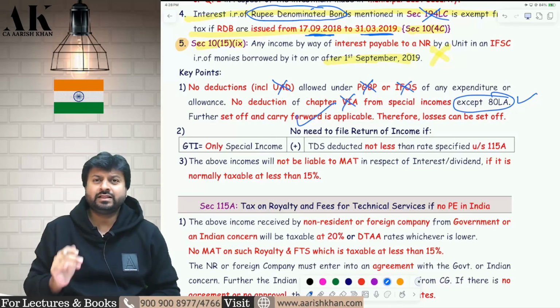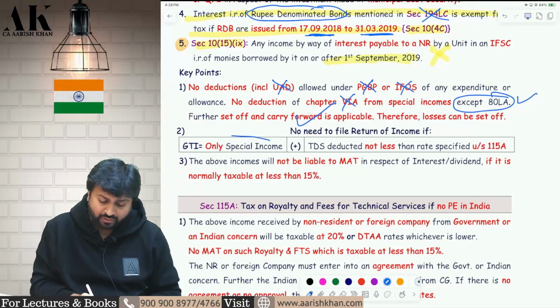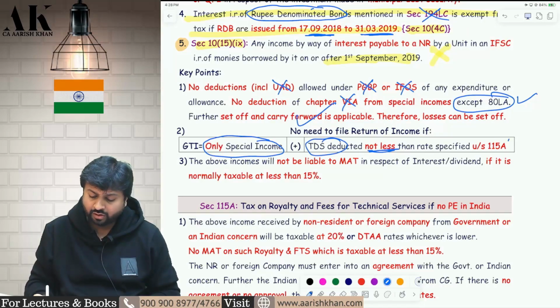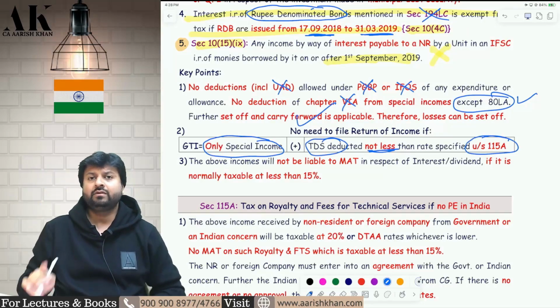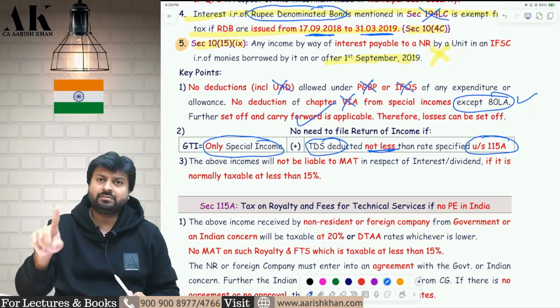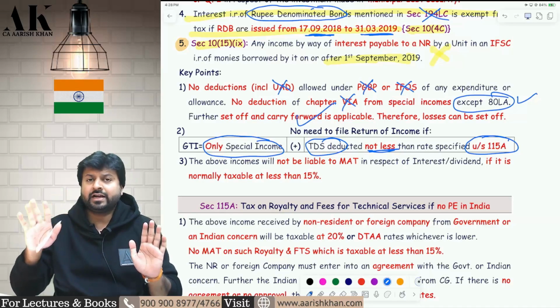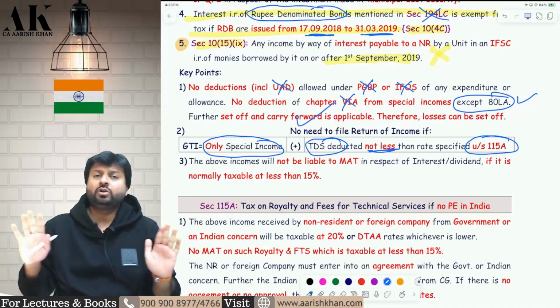Sir, am I supposed to file the income tax return? No need to file the income tax return if you fulfill two conditions. First, if you earn only the above special income and your TDS is deducted at a rate not less than the rate mentioned in 115A. What is the rate mentioned in 115A? It is sometimes 20%, sometimes 5%, sometimes 4%, sometimes 9%. If it is deducted as per the rate mentioned in 115A, no need to file the return.